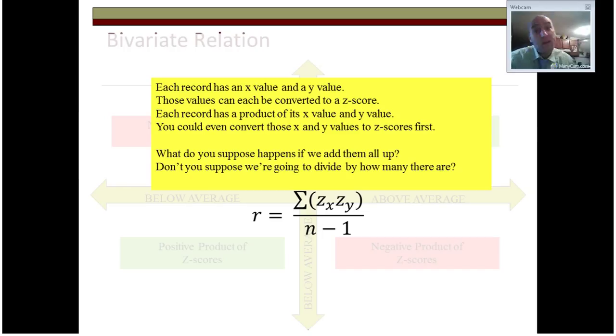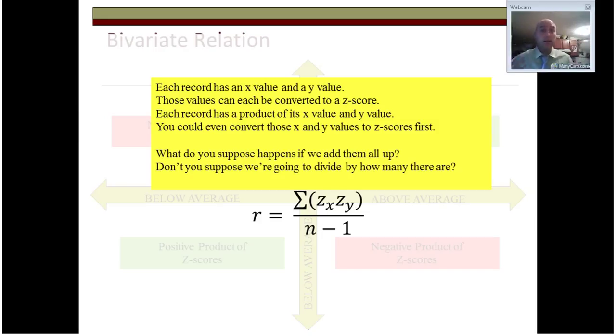Anytime you add up all of the z scores for a particular variable, you're going to get zero. The sum of the z scores for one variable always equals zero. Zero times anything is zero, and that includes zero times zero. In other words, the sum of the z's for the x, times the sum of the z's for the y, zero times zero equals zero. Wrong way to do it. We look at each individual record as a product of z scores, and then we add those things up, divide by n minus 1, and we get a statistic that we call R.